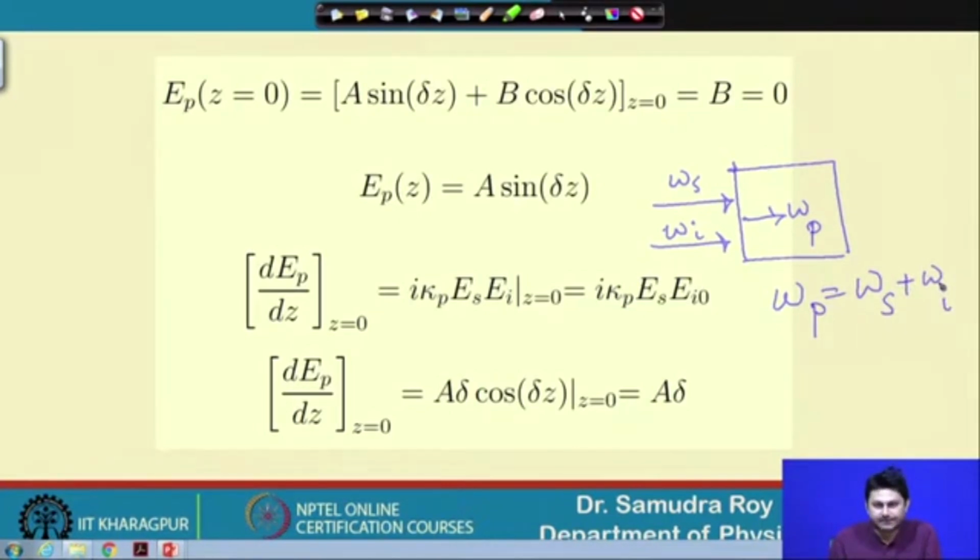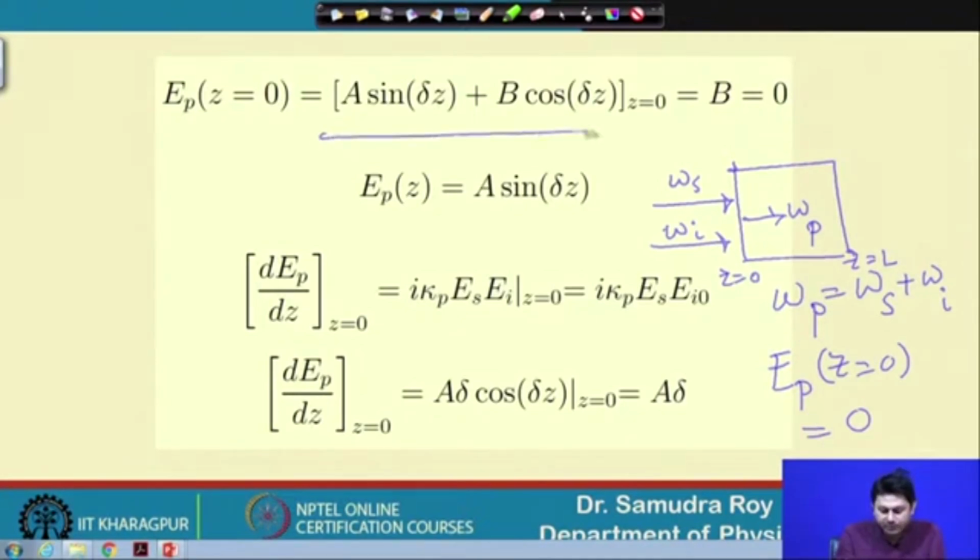That was the condition. If this is the condition, then we can see that this is z equal to 0 point and this is say z equal to some L point. So, the boundary condition suggests that at z equal to 0, there is no field containing the frequency omega p. That means, EP at z equal to 0 is 0. That is the mathematical description of the boundary condition that we have mentioned.